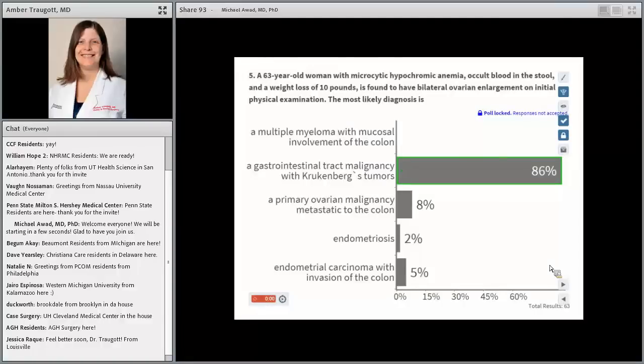That's correct, and most of you got that correct. And really the key there is that it's bilateral, which makes Krukenberg tumor much more likely.